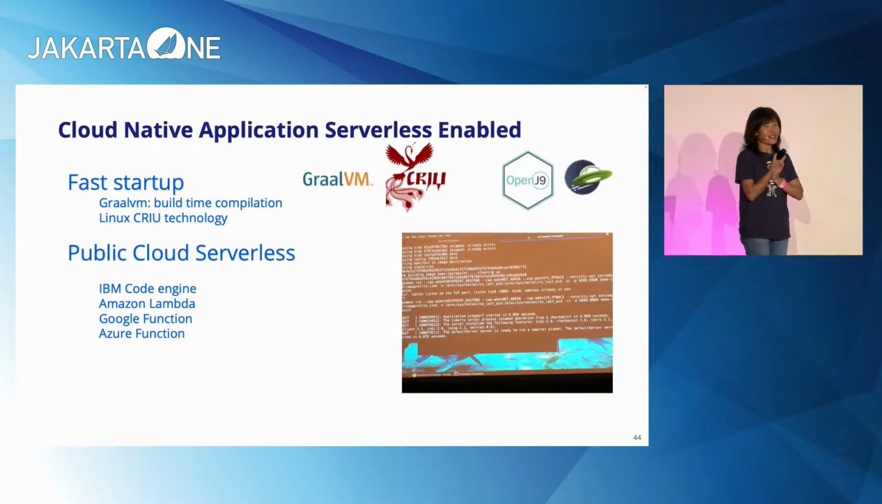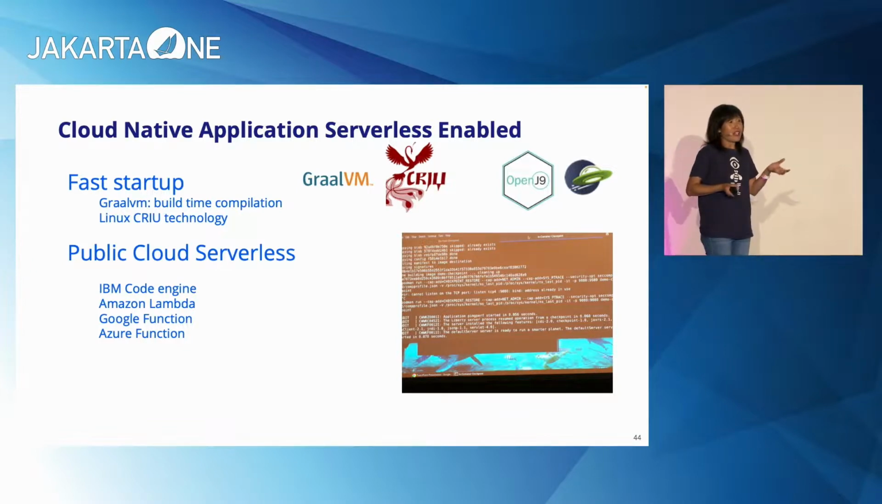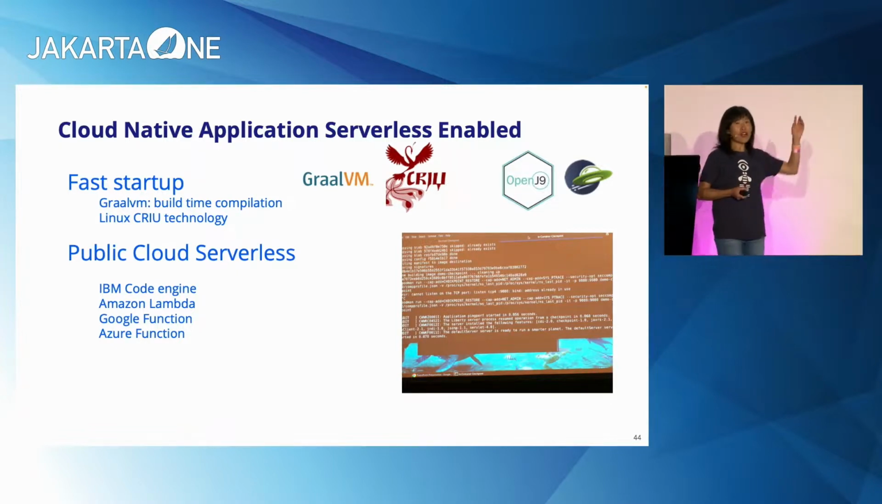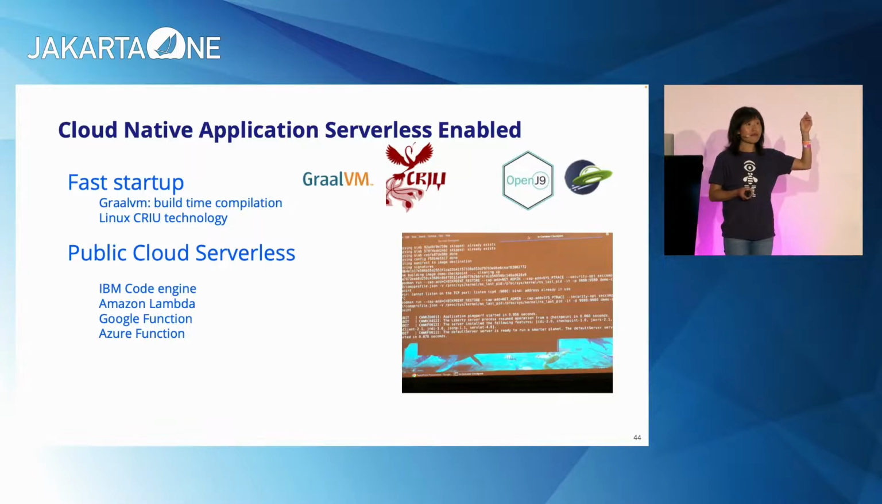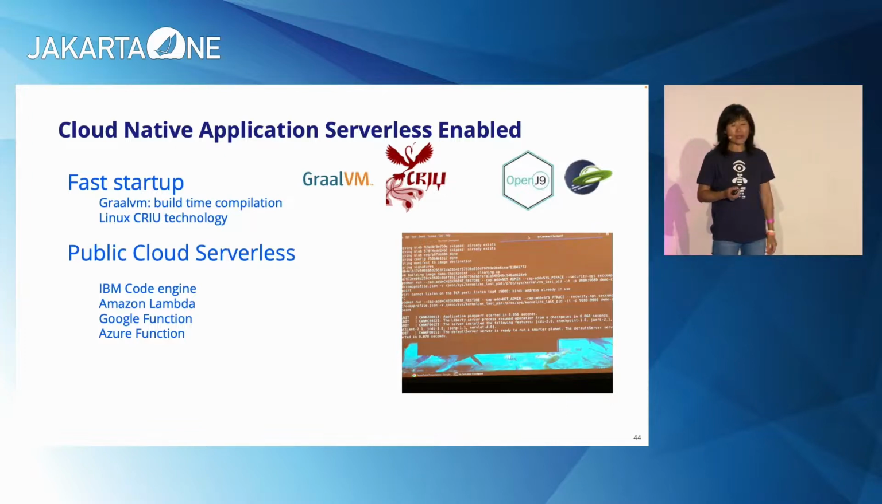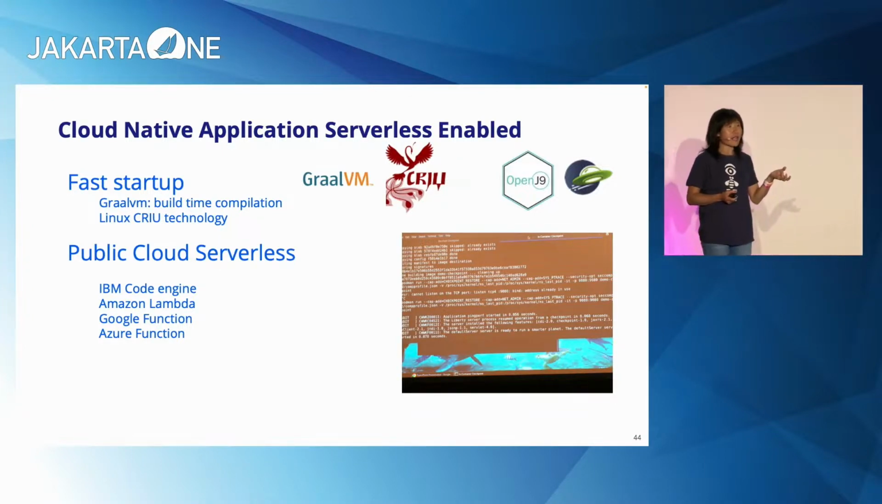Okay, you might think, is the cloud native application serverless enabled? Actually, cloud native applications can start very fast. Have you all heard about GraalVM? Okay, a few of you. So GraalVM is one way to enable the application to start up fast. And some runtimes like Quarkus, Helidon, and Micronaut are trying to use the GraalVM capability.